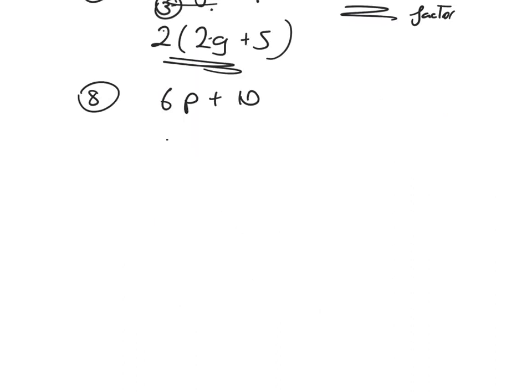Factors of 10: 1, 2, 5 and 10. Highest common factor is 2. 2 times what gives me 6p? 3p. 2 times what gives me 10? That's 5. So 2 bracket 3p plus 5.